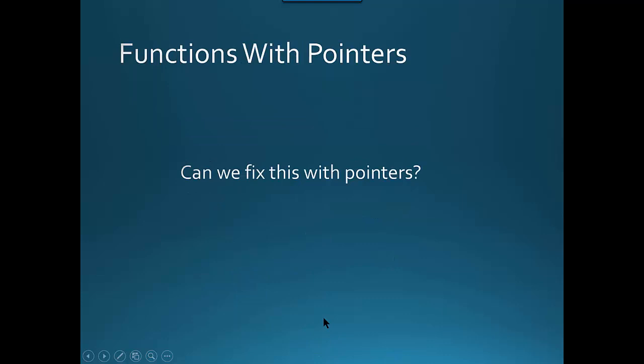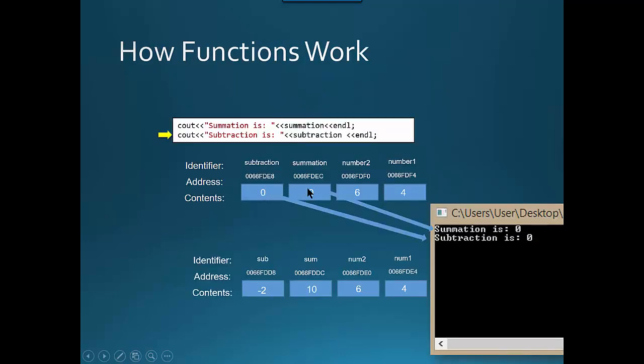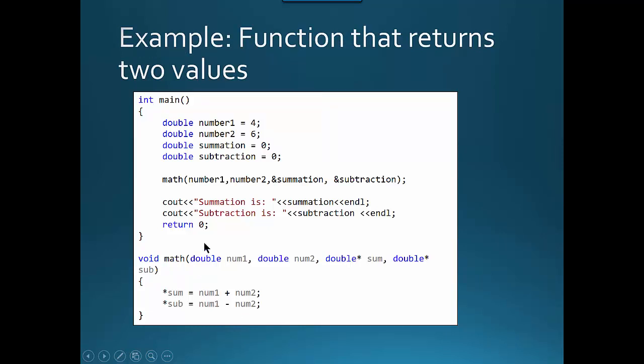So now the question is, can we fix that problem with pointers? Can we fix the fact that these numbers, which are in main, are not changed by the function? The answer is, of course, yes. So we're going to change the way we declare our function. Notice that sum and sub now are declared not as doubles, but as pointers to doubles. So sum is a pointer to a double, sub is a pointer to a double.